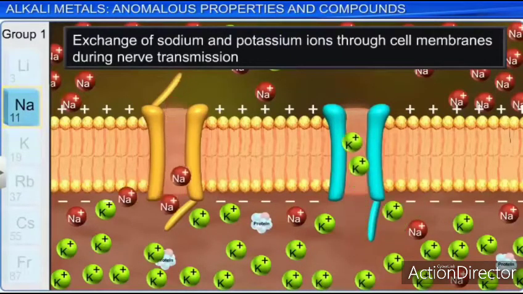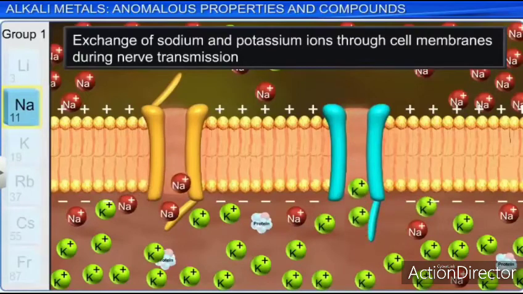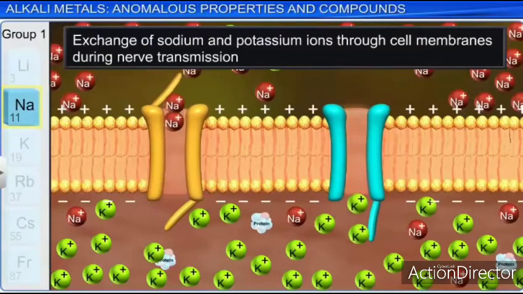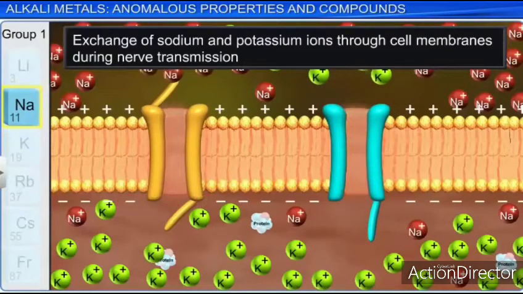The movement of sodium and potassium ions across their concentration gradients causes the polarity of the membrane to change momentarily. As this moves down the neuron, the nerve signal travels through the body.